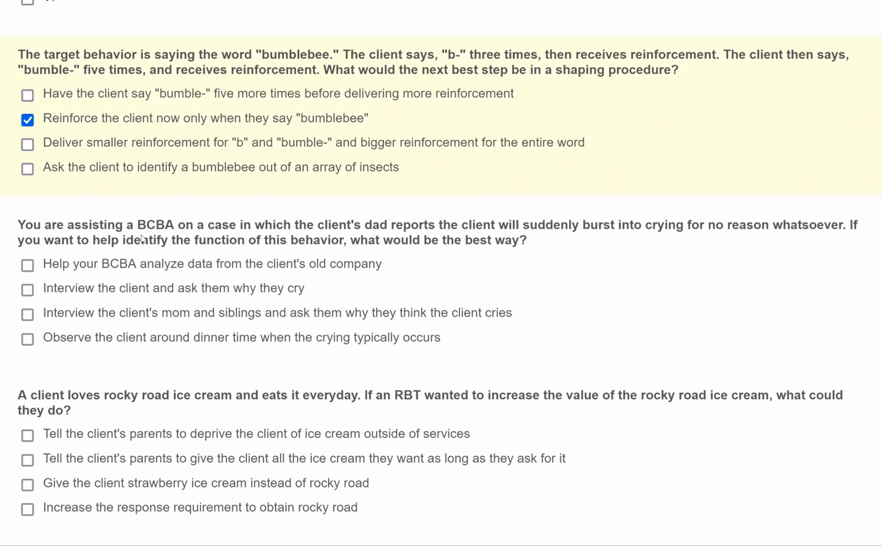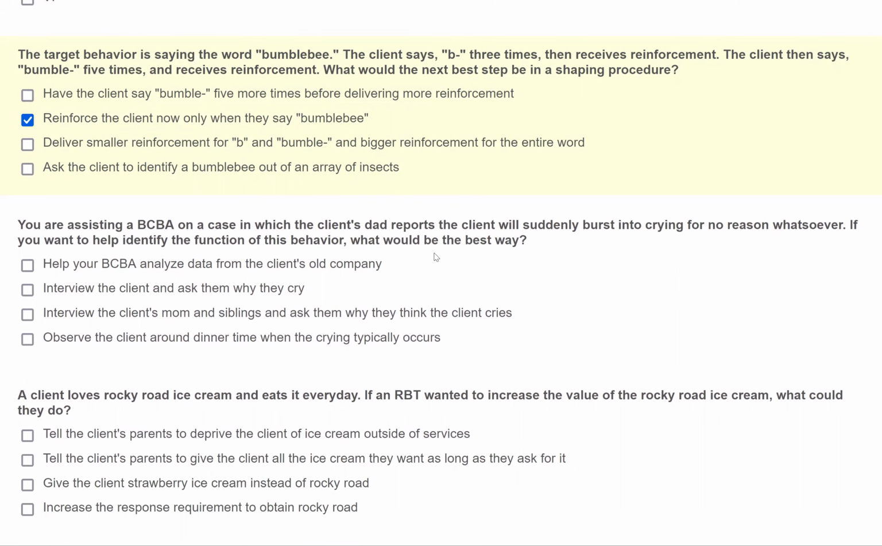You are assisting a BCBA on a case in which the client's dad reports the client will suddenly burst into crying for no reason whatsoever. If you want to help identify the function of this behavior, what would be the best way? Happens all the time. Client or stakeholder, I should say, tells us about a behavior and we ask them why, and they say, well, it happens for no reason.